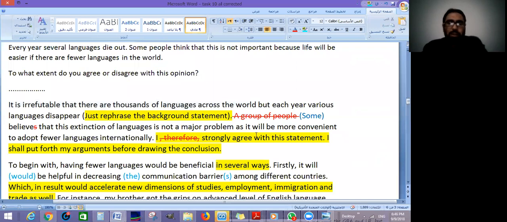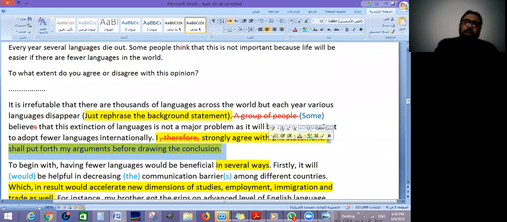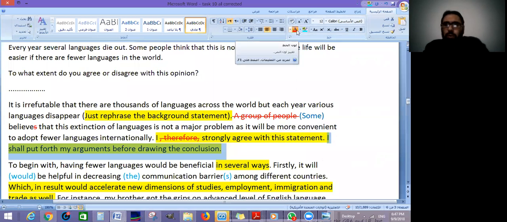I strongly agree with this statement. I shall put forth my arguments before drawing the conclusion. Now, there's no need for any of this. I strongly agree with this statement. That is enough. There's no need to say, in this essay I'm going to do this and then I'm going to write a conclusion. Of course you're going to write a conclusion. It wouldn't be an essay without a conclusion. I don't know where this language comes from. I just avoid it.